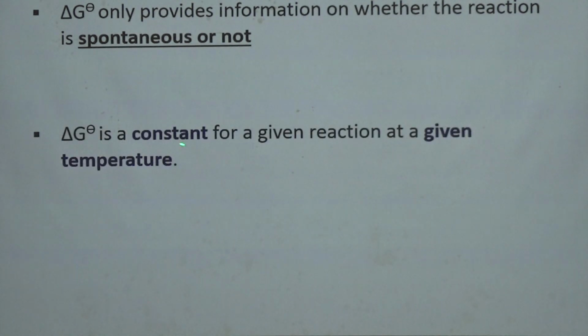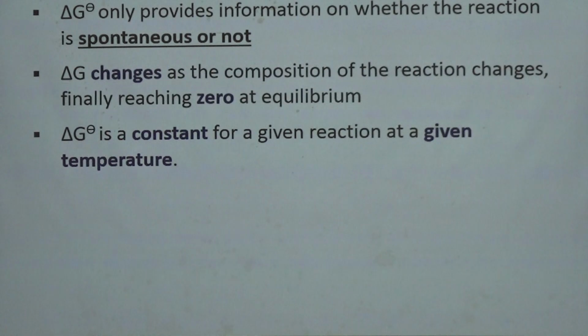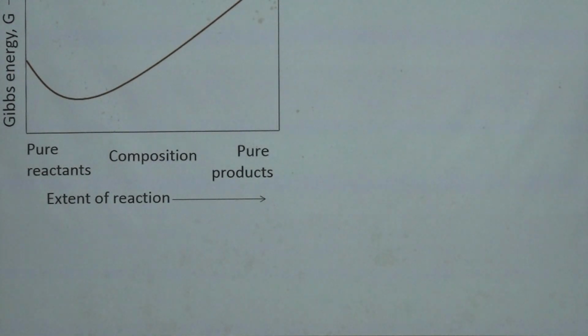Your delta G0, just to quickly recap, only provides information on whether the reaction is spontaneous or not. The delta G0 is a constant at a given temperature. But your delta G changes as the composition of the reaction changes before finally reaching 0 at equilibrium. So there is some slight difference between delta G0 and delta G. So I want to just quickly look at the difference between delta G0 and delta G. What is the key difference between delta G0 and delta G?